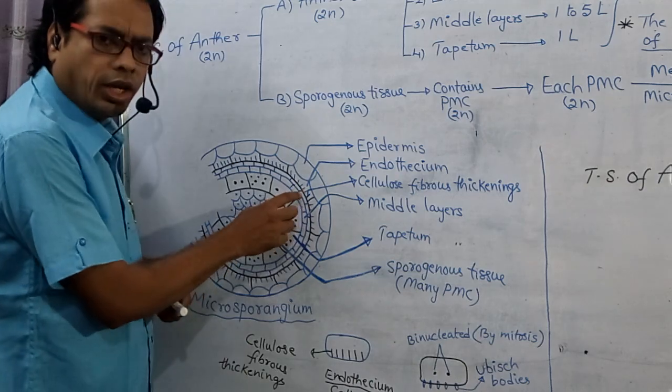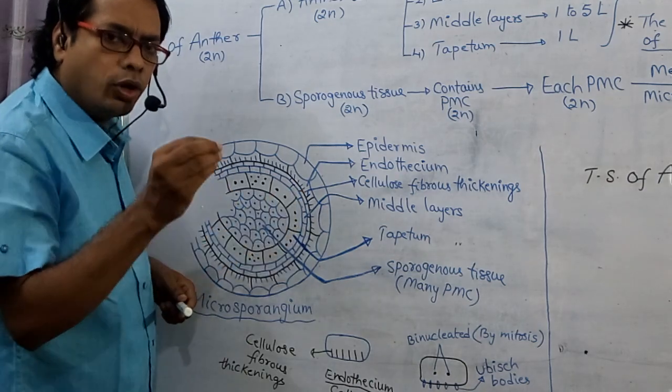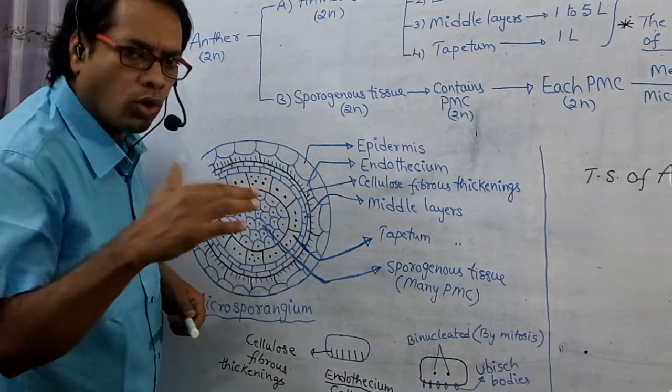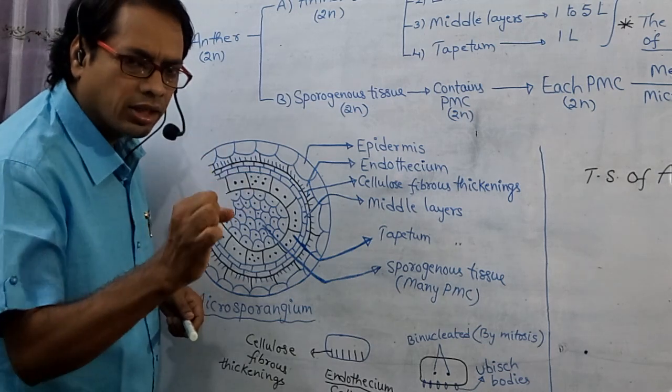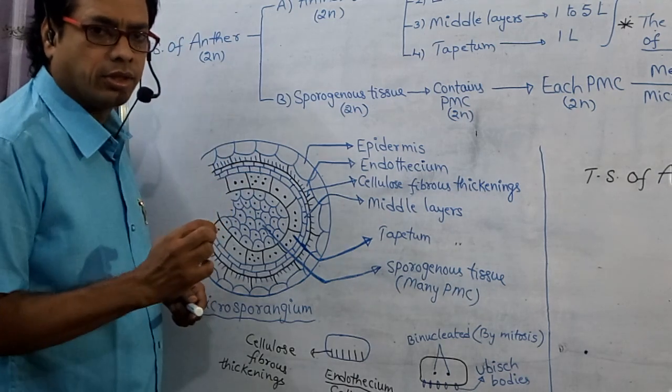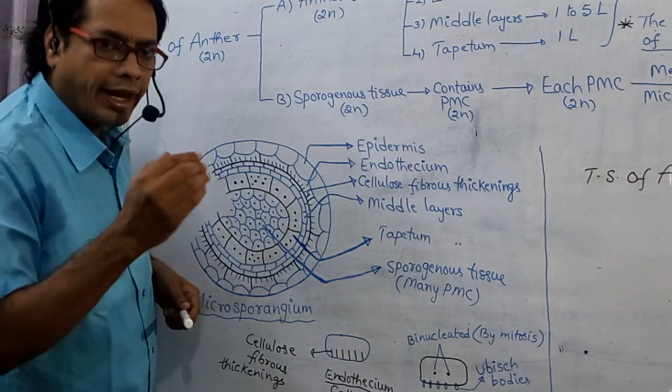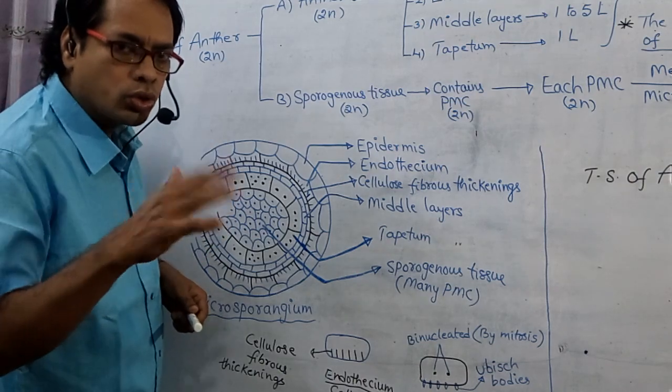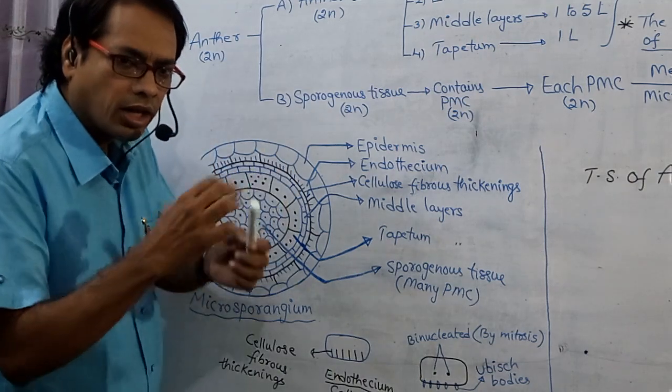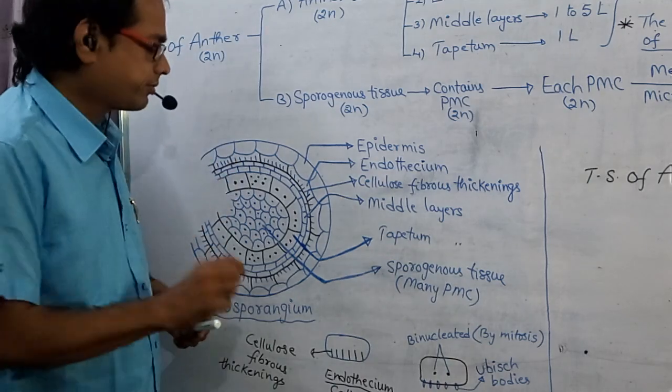At maturity, the endothecium cells lose water, contract, and help in dehiscence.